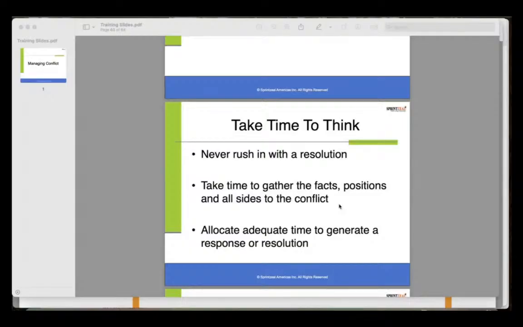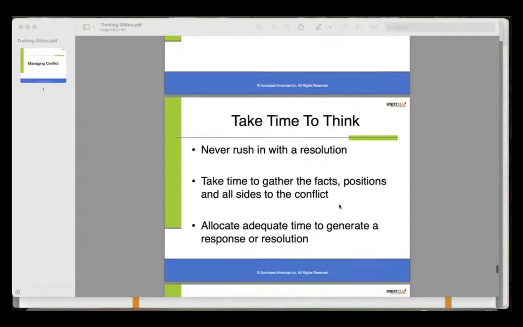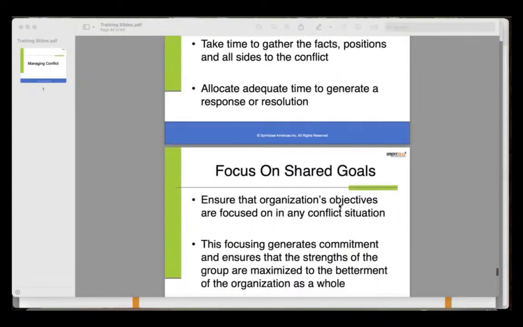So of course, timelines should be there, and we should be meeting the timelines, but we should be preparing the timelines without rushing. We should give it enough time to understand the situation, to gather the facts, to weigh the positions, and understand the whole scenario. Then focus on shared goals.